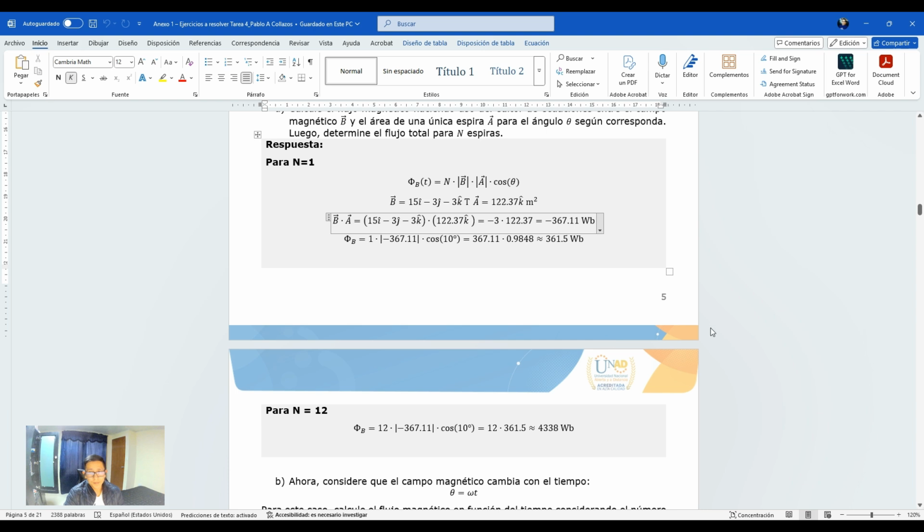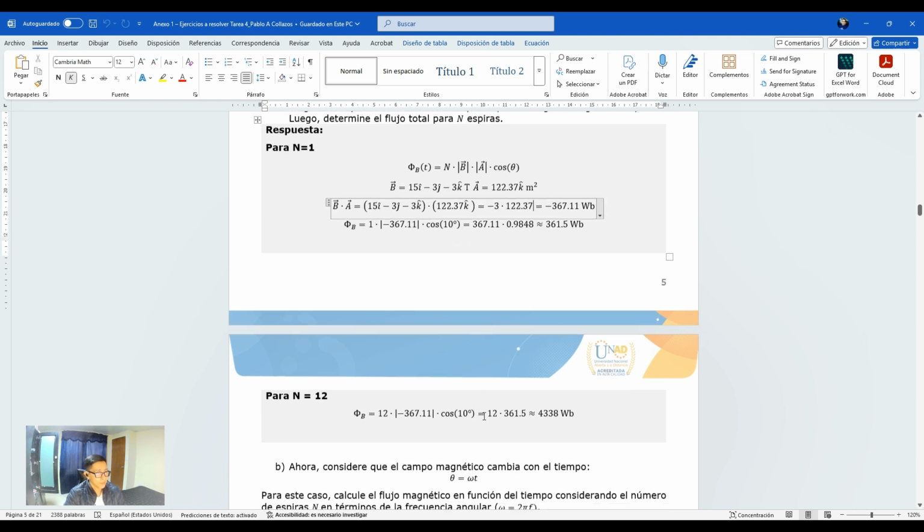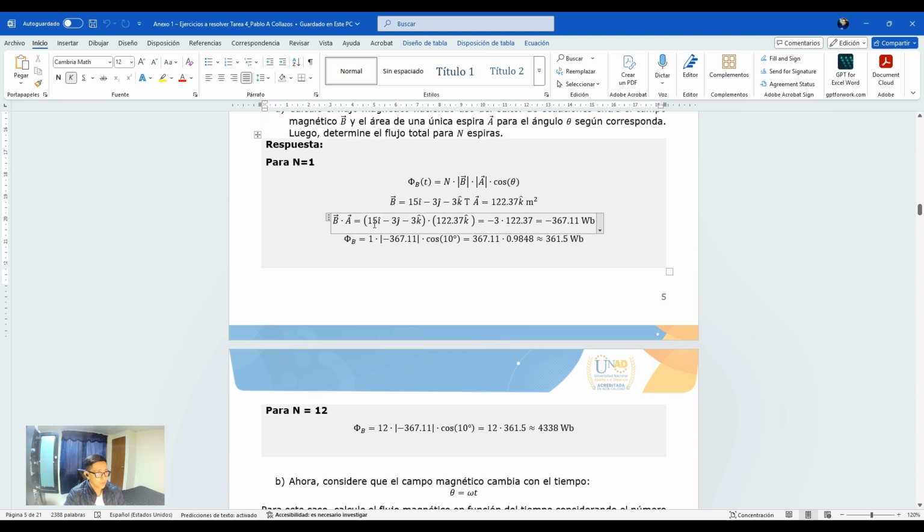Since only the z component of the magnetic field, the k component, contributes to the dot product with the area vector, we calculate phi equals B dot A, which is negative 3 times 2.37. That gives negative 367.11 Webers.